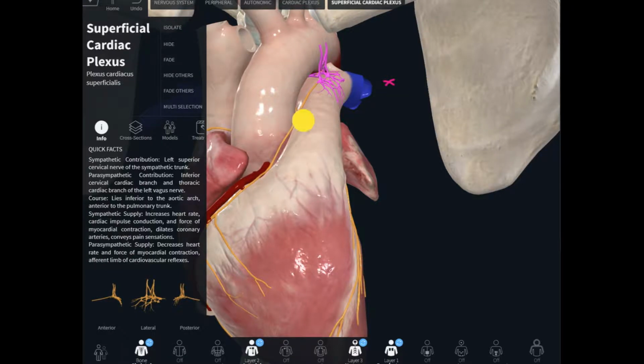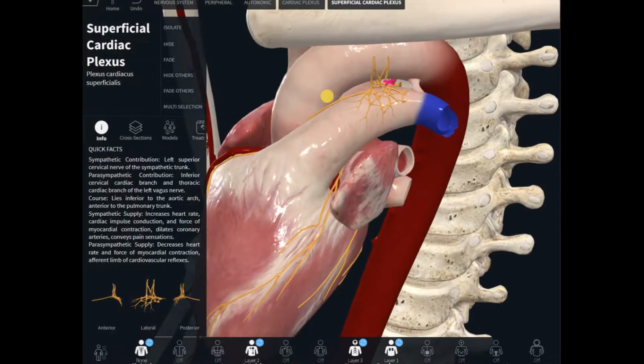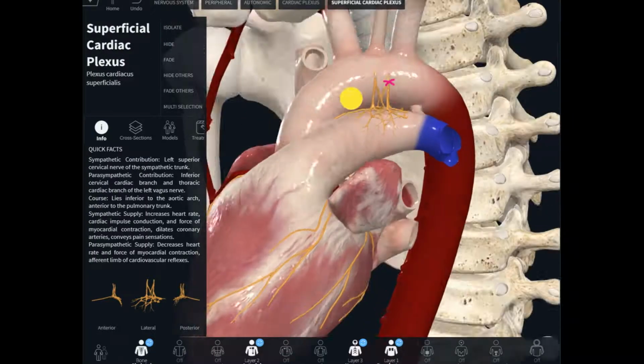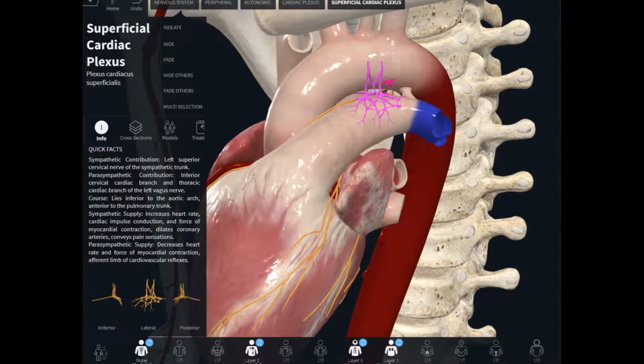Let's just also throw in the fact that there is the cardiac plexus. The cardiac plexus is basically all of the nerves, the superficial cardiac plexus to be precise, that rests right above where the pulmonary trunk goes under the arch. So right where it goes under, we can find the superficial cardiac plexus. That's all, yeah.